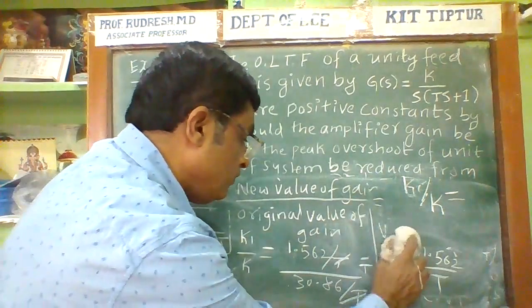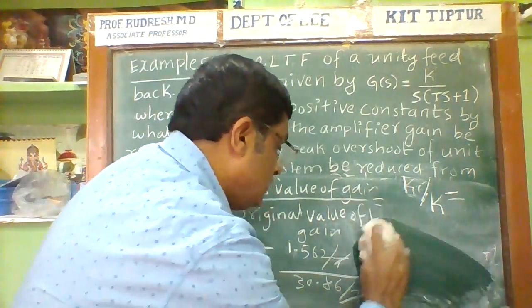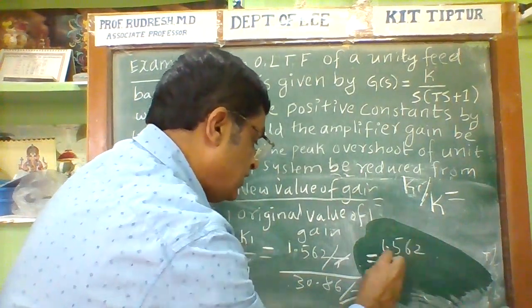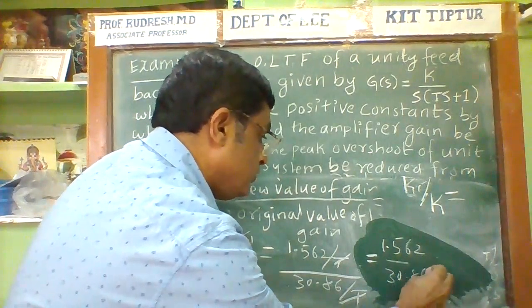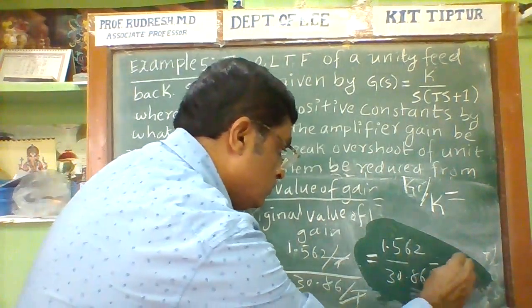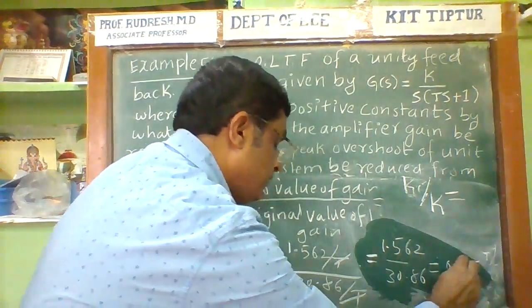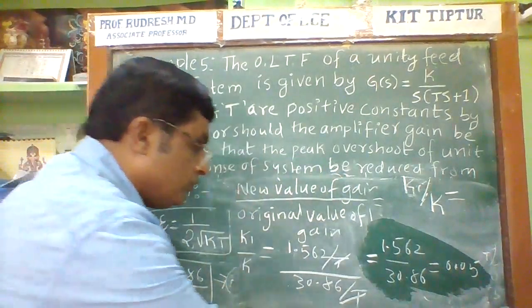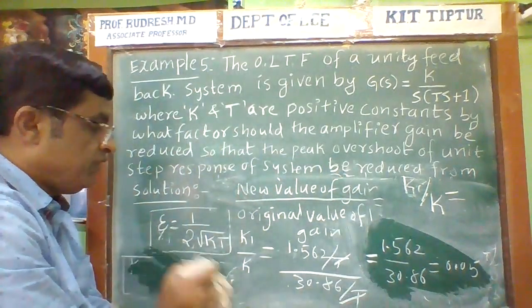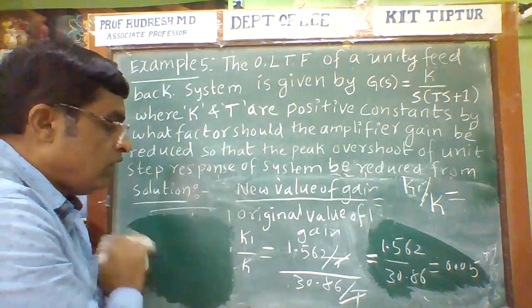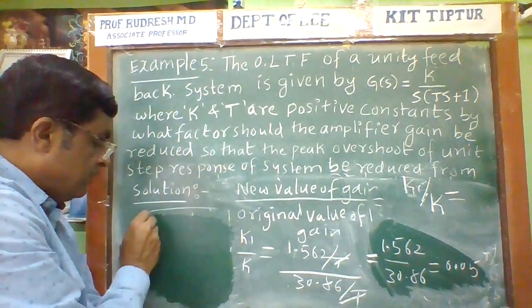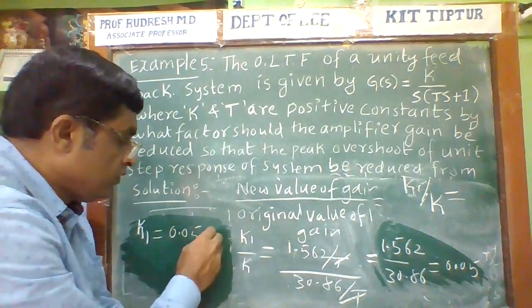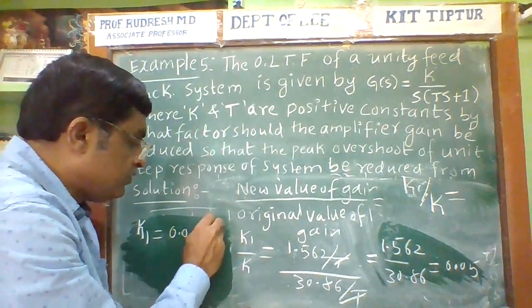Now K1 divided by K, when T gets cancelled, what will be the value? 1.562 divided by 30.86, which is equal to 0.05. Therefore, the new value of gain K1 is equal to 0.05 of the original gain K.